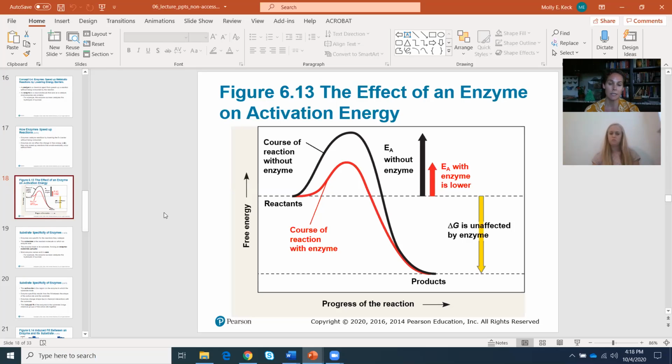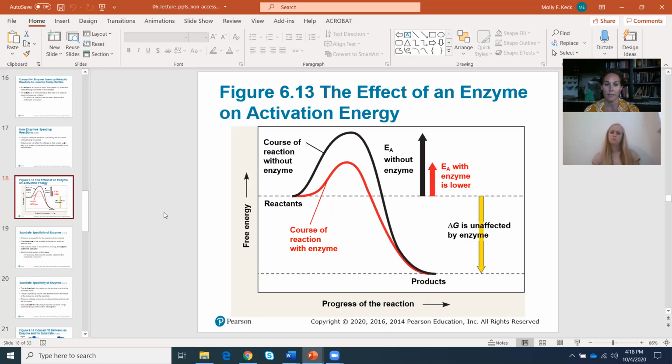So what an enzyme does is it doesn't make more products, and it oftentimes doesn't speed up the rate of the reaction, but it can. What it will do is it always lowers the initial energy that has to be added to a reaction to make it occur. And that's called the energy of activation, or E sub A right there.